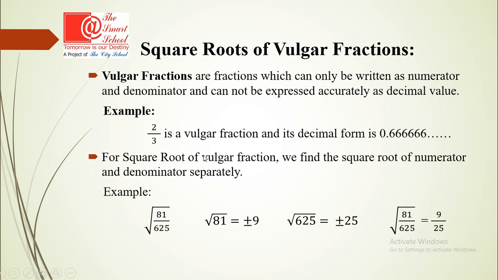Now, for square root of a vulgar fraction, we find the square root of numerator and denominator separately and then write the answer. Like suppose 81 over 625. So we will write the square root of 81, which is 9, and then the square root of 625, which is 25. So the square root is 9 over 25. It means the square root of 81 over 625 is 9 over 25. I hope this is clear.